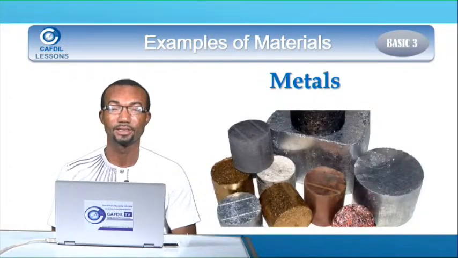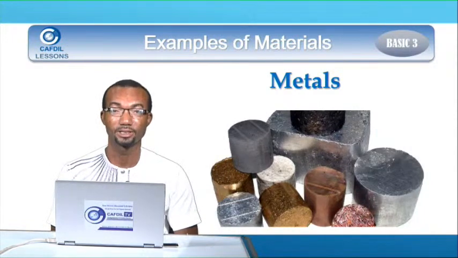Let's go to the third one. The third one we have here are metals. What you see on the screen are metals. And we have a lot of metals. Some examples are gold, iron, silver, aluminium, and steel. So there are a lot of metals that surround us, and each of these examples are used for different things.